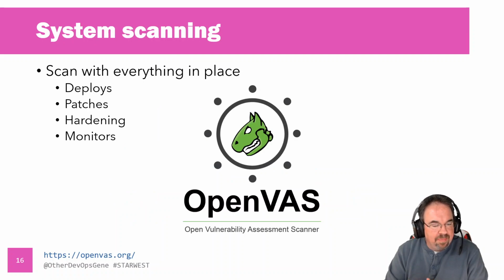System scanning, right? We've done some system hardening. Now we can go ahead and scan it, right? With all the hardening in place, with all the patches, because we're doing our system updating, with our code deployed, because we're doing repeatable, reliable deploys, and even all the monitoring that's in place. We want to make sure we're not exposing anything we don't want to. And this is a lot of times done at the system level, right?